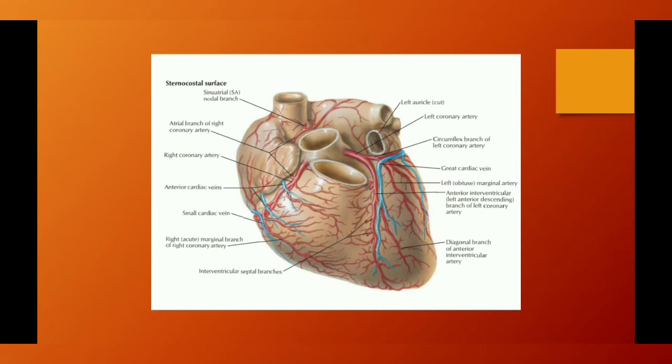Again, now the surface is covered by lungs and pleura except the area called cardiac dullness. It helps in percussion, and if there is excess fluid in the pericardium, it is drained through this area, right?